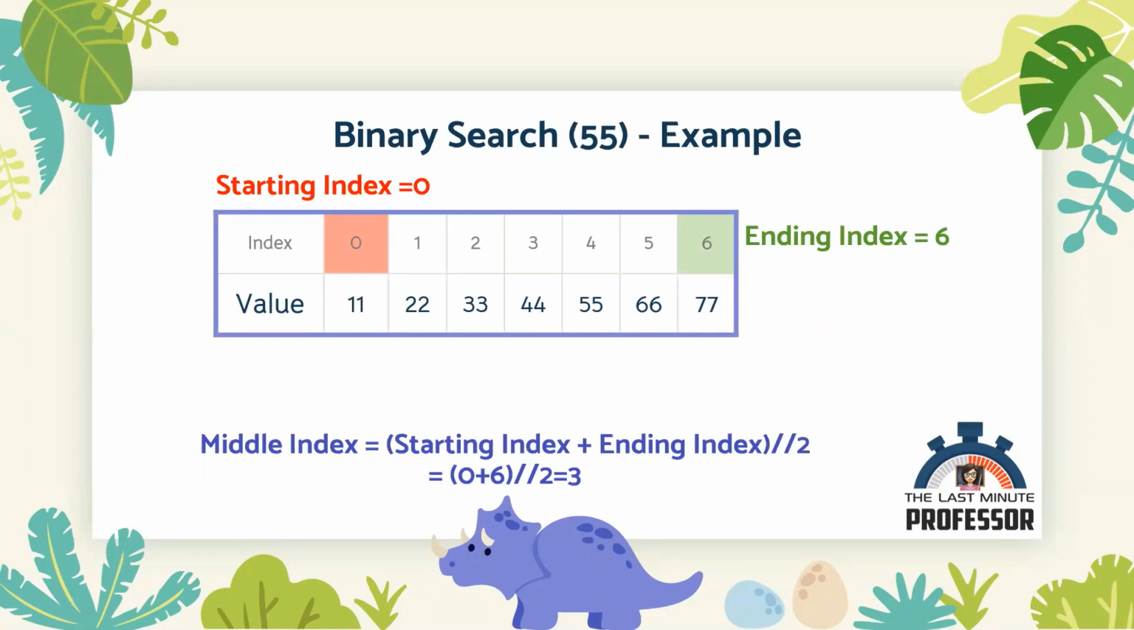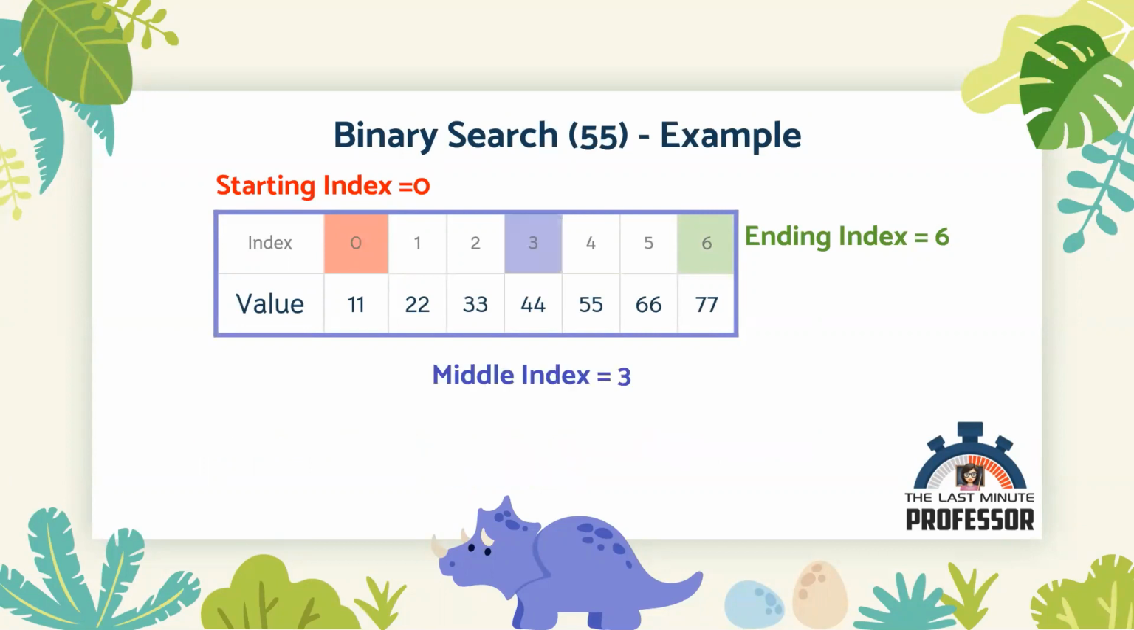Now in our case, middle index is 0 plus the ending index 6, so 0 plus 6 floor division 2, that is 3. The element at the middle index is 44. The first search made here is whether the middle element is the search value. No, 44 is not the search value. So we have two options. We need to search either to the left of 44 or to the right of 44.